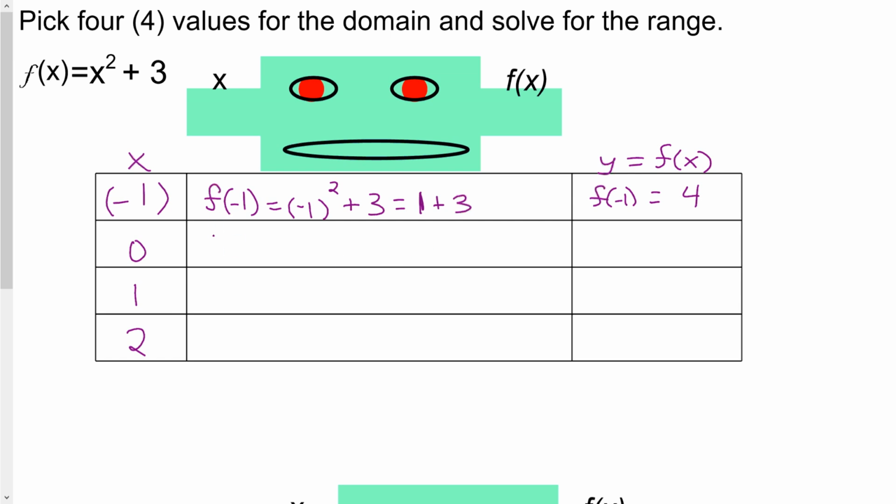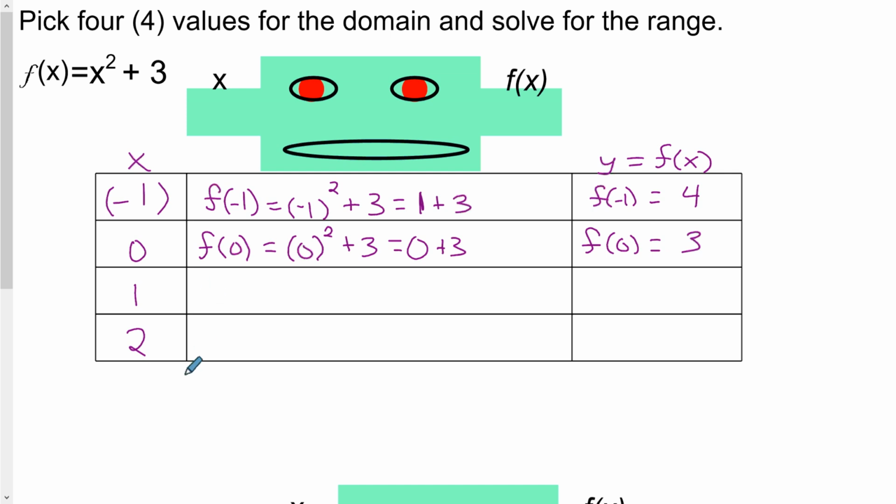Let's do that for 0 really quick. f of 0 equals 0 squared plus 3. 0 squared is just 0 times 0, which is 0, plus 3 is 3. f of 0 equals 3.